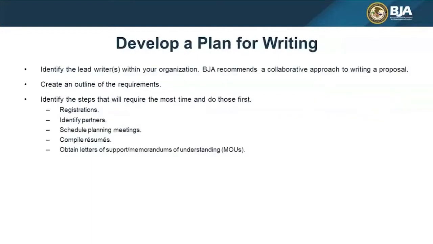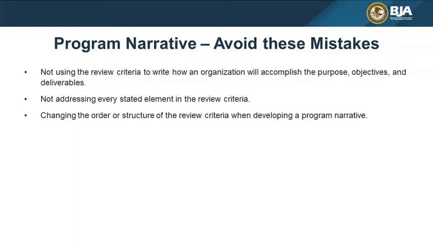Develop a plan for writing. Identify the lead writer or writers within your organization. We here at BJA recommend that you take a collaborative approach to writing a proposal. Create an outline of the requirements. Then identify the steps that will require the most time and do those first. Registrations, identify your partners, schedule planning meetings, compile resumes, obtain letters of support, and the required memorandums of understanding, or MOUs.